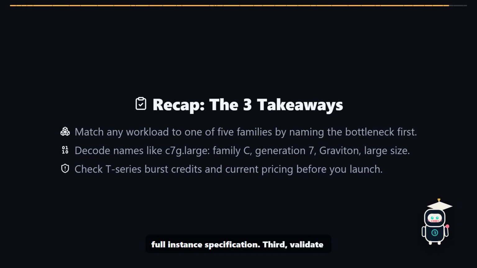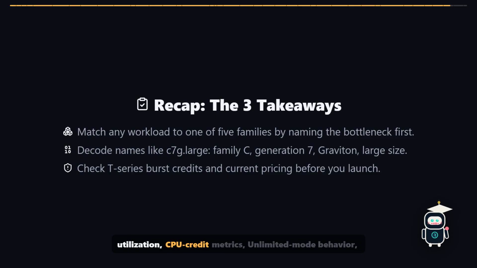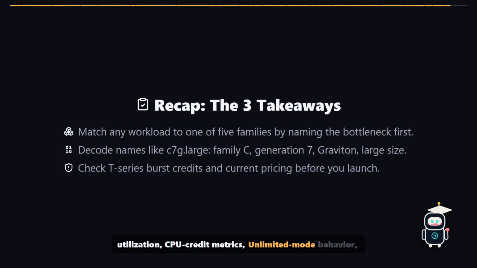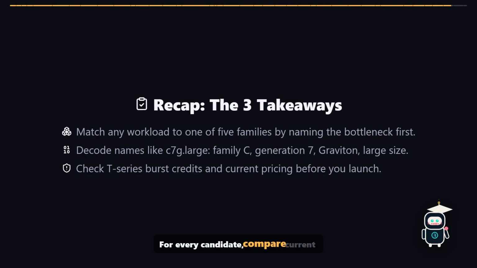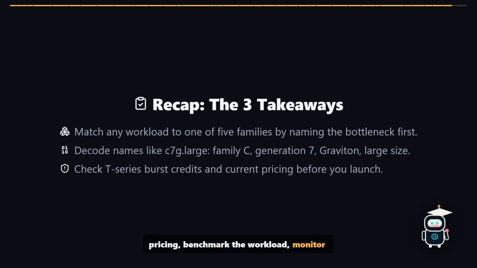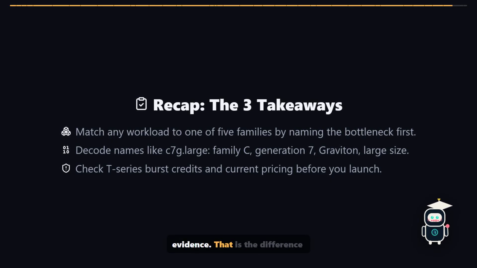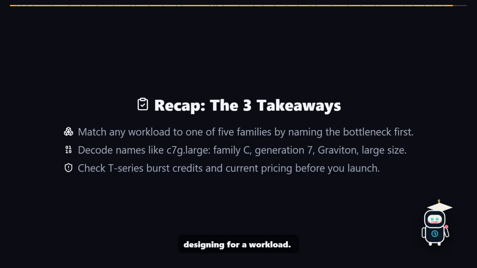Third, validate both performance and cost. For burstable T-series instances, review CPU utilization, CPU credit metrics, unlimited mode behavior, and surplus credit charges where relevant. For every candidate, compare current pricing, benchmark the workload, monitor the outcome, and adjust from evidence. That is the difference between picking an instance and designing for a workload.